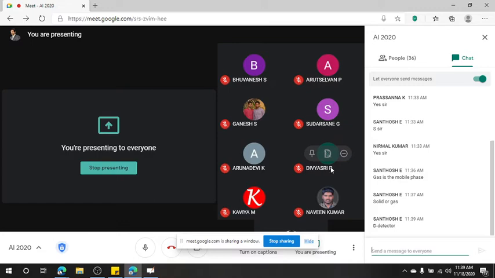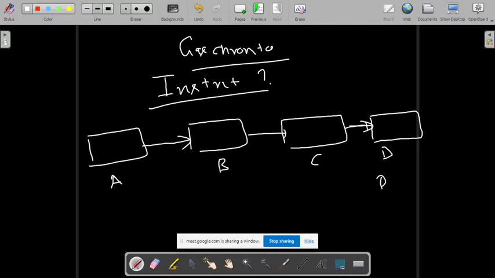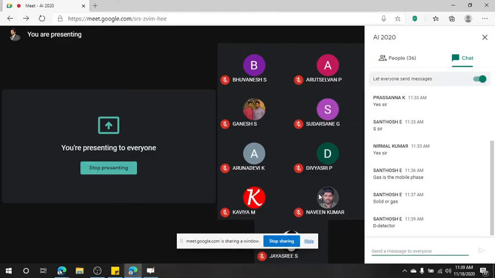Okay, D is a detector, very good. Fine, D is the detector, excellent. D is the actual part of your detector. What is A, what is B, what is C? You can think of it. What could be A, what could be B, what could be C? Just type it in the chat window.